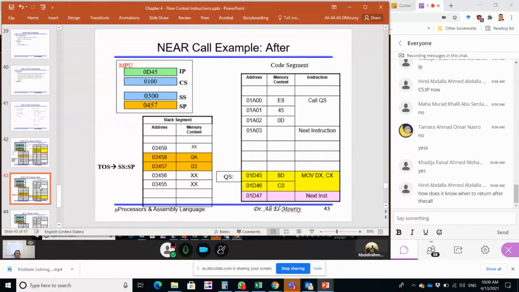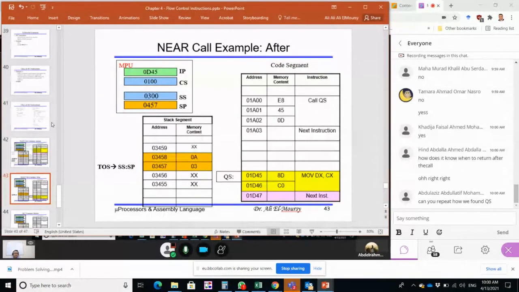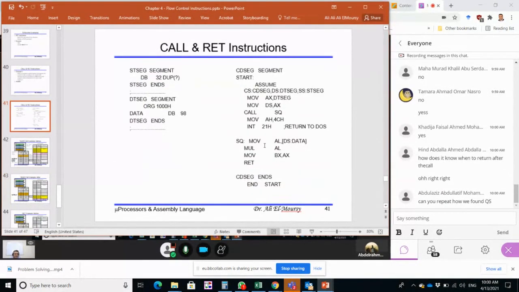How does it know when to return after the call? Where is the return? The microprocessor will continue fetch, decode, execute for the subroutine until it finds the return. The return exists at the end of the subroutine. Here is the example. I have my main code, I have call SQ or QS, whatever, and I jumped to the subroutine. Here is my subroutine.